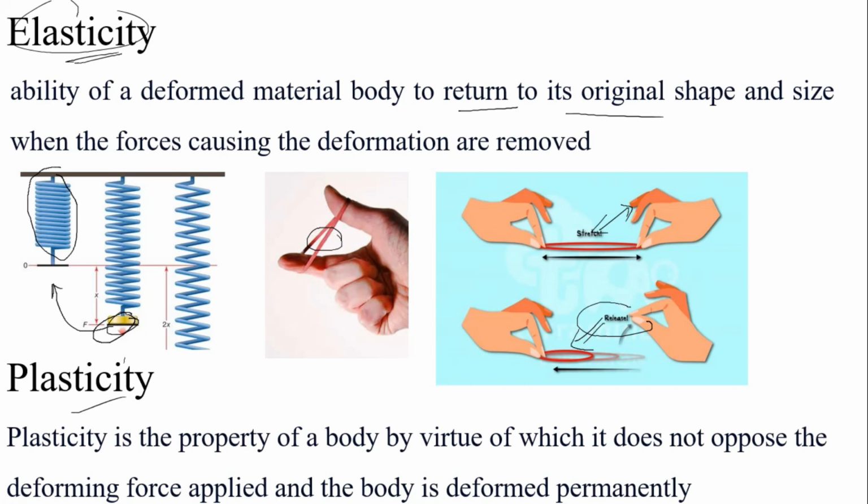Then plasticity, which means the material or body will not return back, will not come to its original position. That is called permanent deformation. That is called plasticity. Plasticity is the property of the body by virtue of which it does not oppose the deformation forces applied and the body is deformed permanently. It will not come to its original shape. So elasticity means after removing the force, automatically the body comes to its original position, and plasticity means even after removing the force, the body is deformed permanently. That is called plasticity, right?